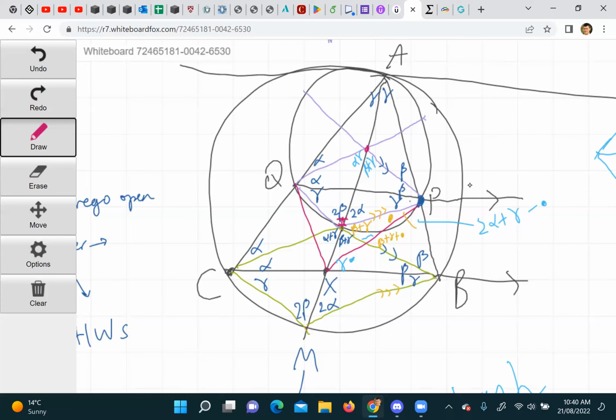So it's obvious PQ is parallel to BC, right? It's trivial. You do alternate segment on this angle, and then you get that's equal to that, and then it's parallel. And then you can ignore the tangent. But it's also Reams' theorem, yeah. How does he know?